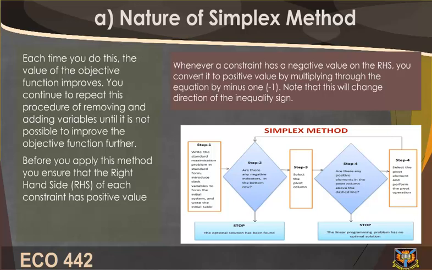You continue to repeat this procedure of removing and adding variables until it is not possible to improve the objective function further. Before you apply this method, you ensure that the right-hand side, RHS, of each constraint has a positive value. Whenever a constraint has a negative value on the RHS, you convert it to a positive value by multiplying through the equation by -1. Note that this will change the direction of the inequality sign.